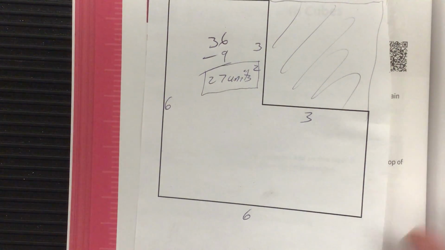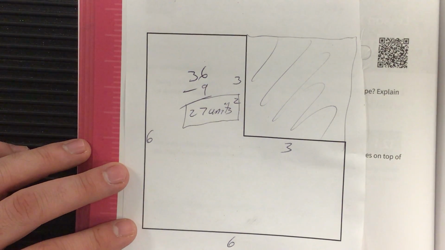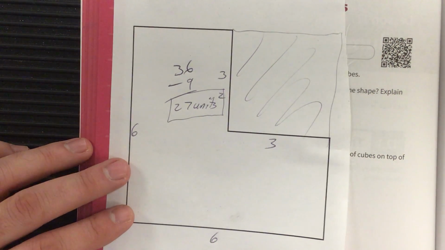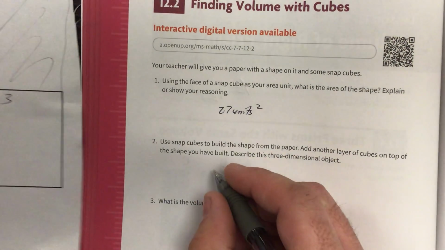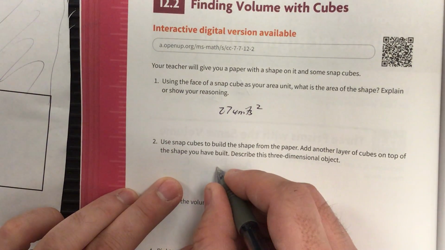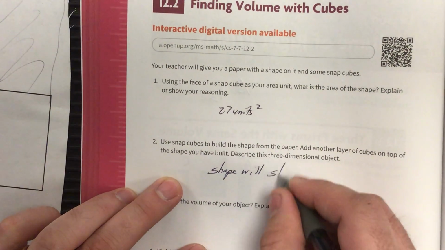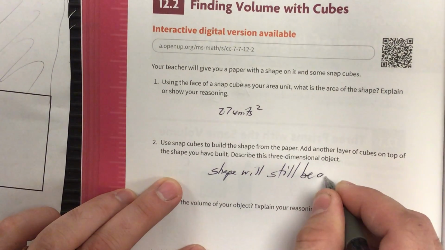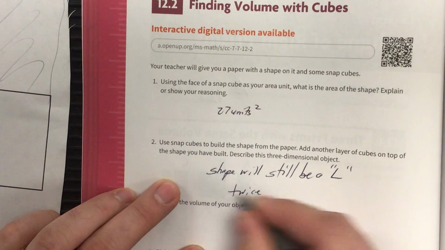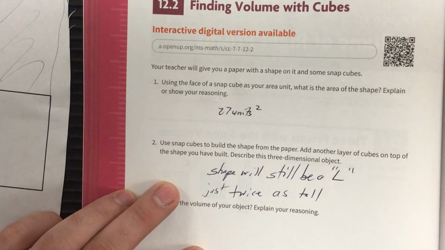Autumn? So it'll be the same thing, but it'll be 2 high. So the volume will probably go up by 2. Okay, so the shape will look the same. Still like an L. Yeah. The shape will still be an L, just twice as high, or twice as tall.